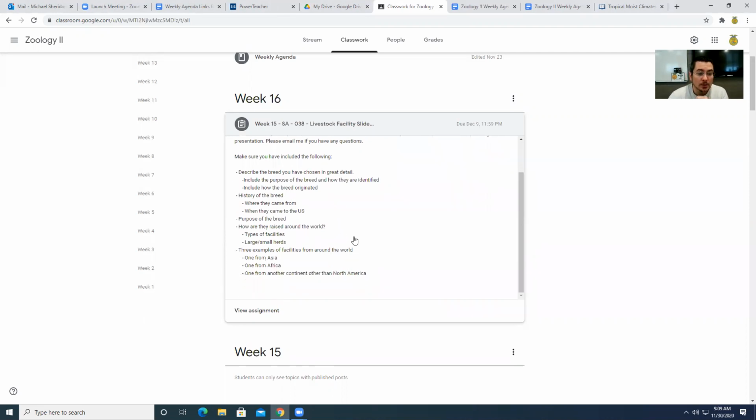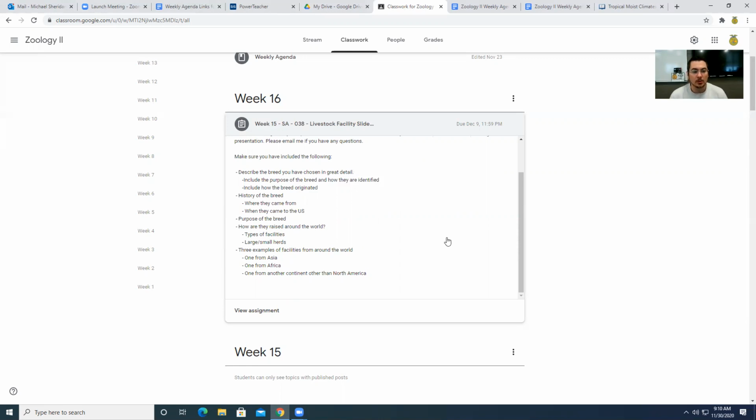Then I would like for you to do a little bit of research into how that breed is raised around the world. So this one, we may branch out a little bit. For instance, if you've done a specific breed of goats, maybe we just talk about goat production in general, but I want you to focus on what livestock facilities are like in Asia and Africa. And then I want you to pick one other continent or country from around the world of your choosing. So if you want to focus on Australia or Great Britain or South America, for those of you who have chosen cattle, there's a ton of beef cattle production in South America and Brazil and Argentina. That might be something for you to look into.